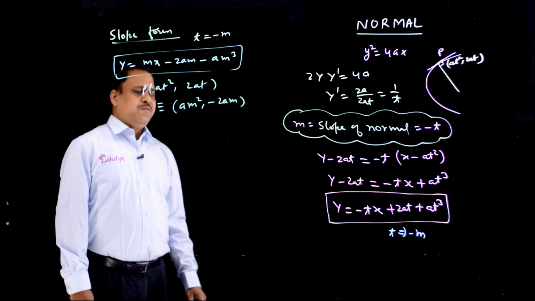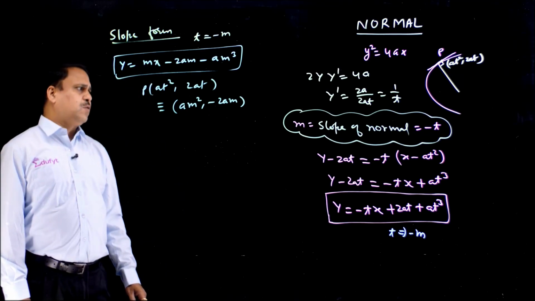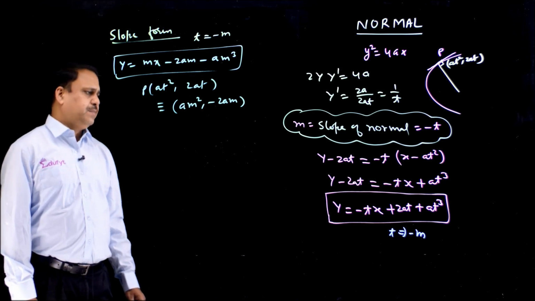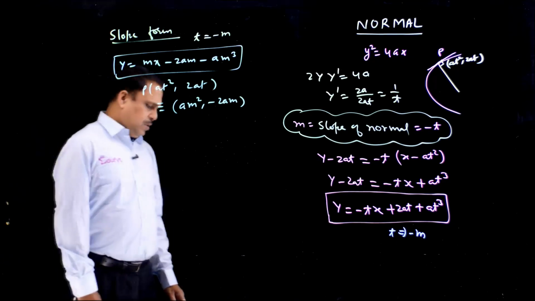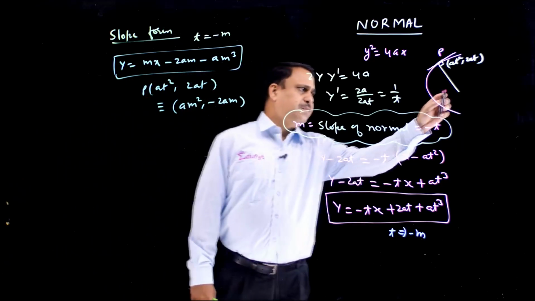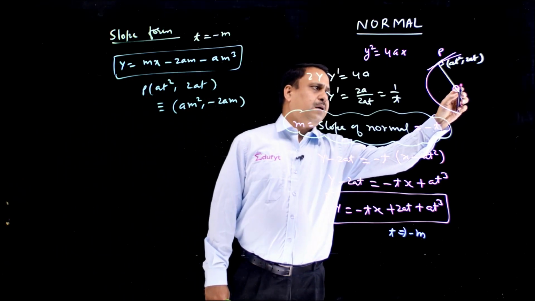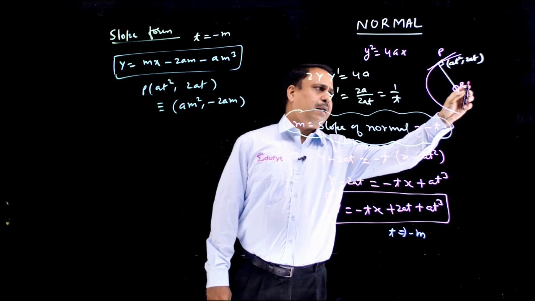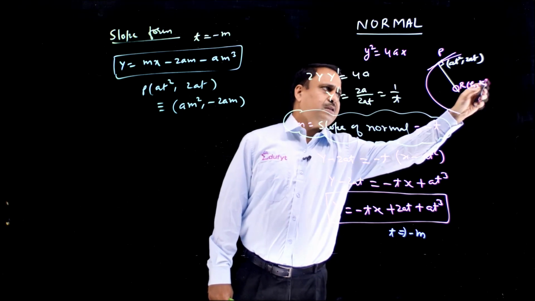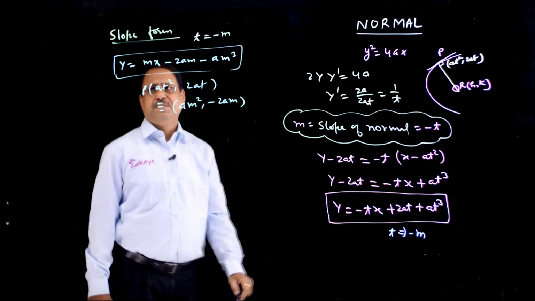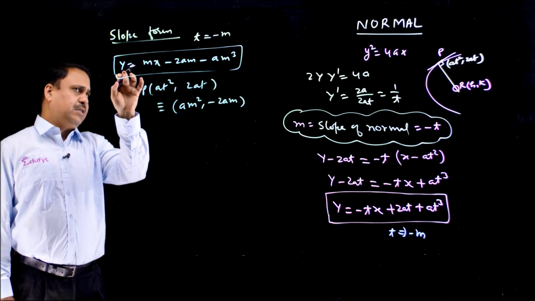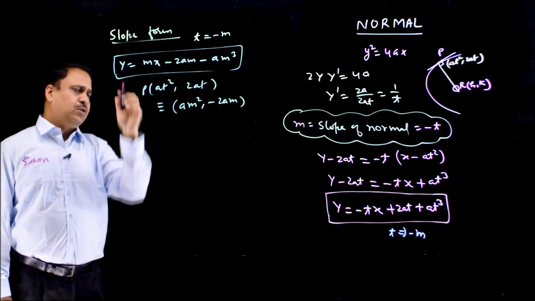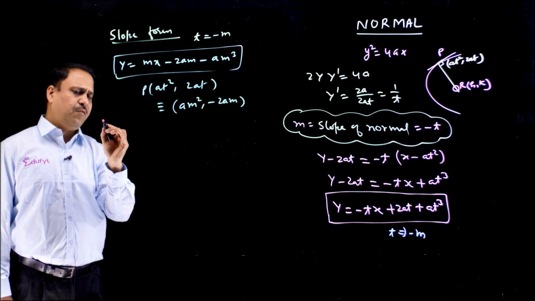Now the question arises, from a point how many normals can be drawn? The number of normals that can be drawn from a point. So suppose there is a point R(h, k). This normal is passing through this point, so we replace x and y with h and k.